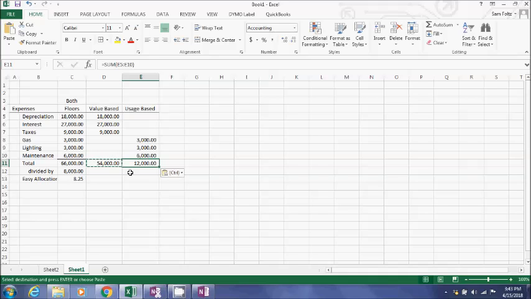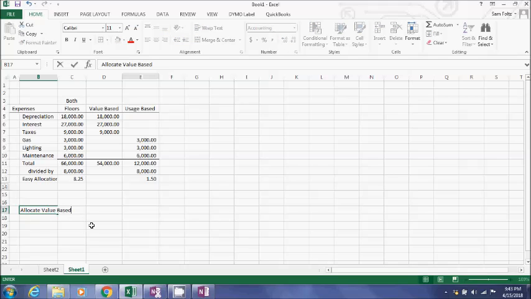So let's go ahead and deal with the usage-based piece first, the 12,000. Well, that's kind of easy because it's the same thing. I'm going to divide by 8,000 square feet, and when I do that, I get $1.50 a square foot. That was nice and simple. I don't have to think about that anymore. So I've got the usage-based per square foot piece, but now I've got to deal with the value-based. So let's allocate the value-based.